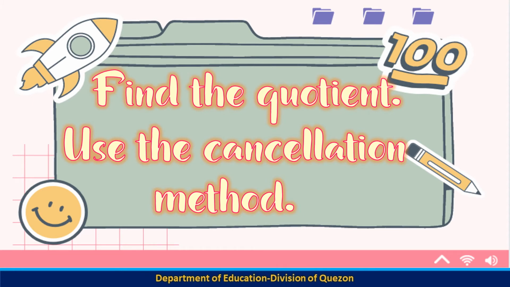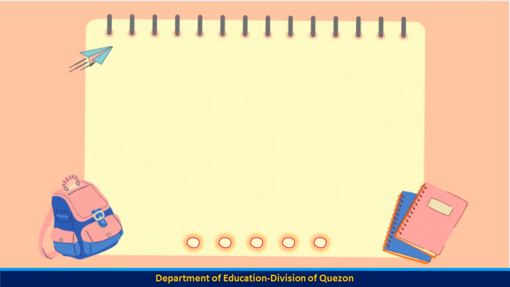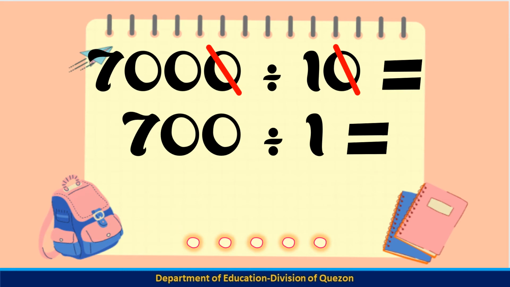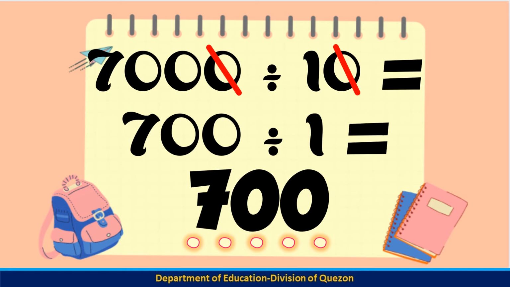Now, let us find the quotient. Use the cancellation method. The first number here is done for you. Okay, 7,000 divided by 10. Using cancellation, kinancel natin yung isang 0. And then, 700 divided by 1 is equivalent to 700. Now, I'll give you 10 seconds to answer the following numbers.